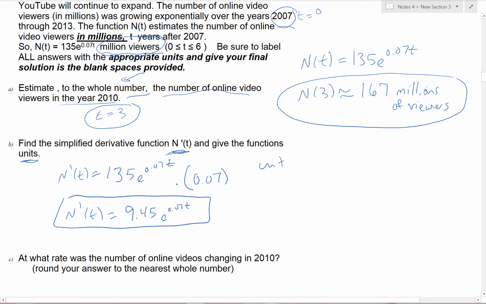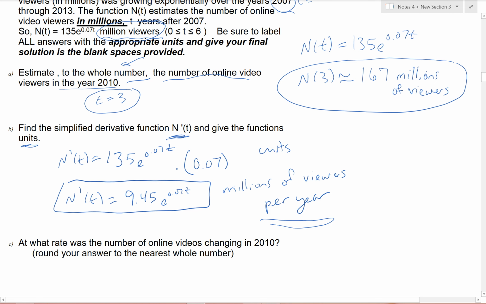The units on the derivative, remember it's the rate of change, so it's a speed like miles per hour, but it would be the units of the function per the units of whatever you're plugging in. So in this case, it would be millions of viewers per year. It's the rate at which the millions of viewers is changing per year. The per year is what students often forget. So remember the rate of change.